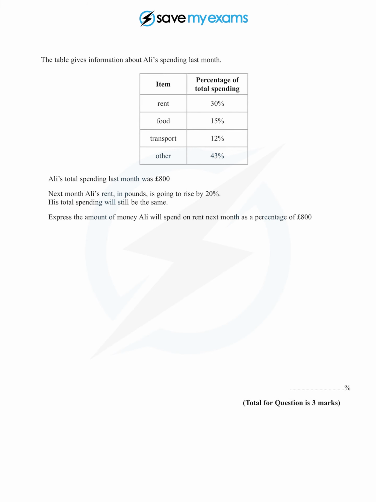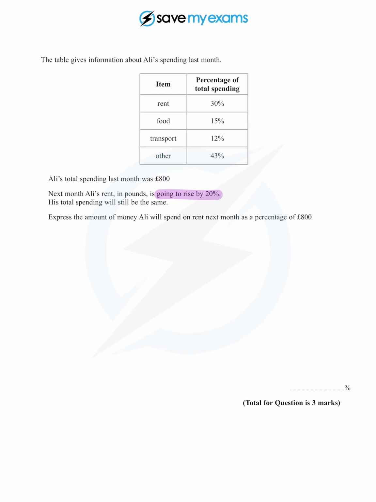So here we have Ali and his spending. Lots of percentages. Okay, and his total spending was £800. Right. Now what's happening? Next month, Ali's rent is rising by 20%. And his total spending will be the same. So he's still going to spend £800. Express the amount of money Ali will spend on rent as a percentage of 800.